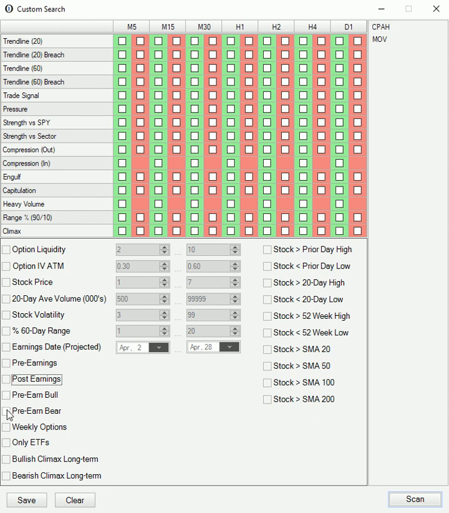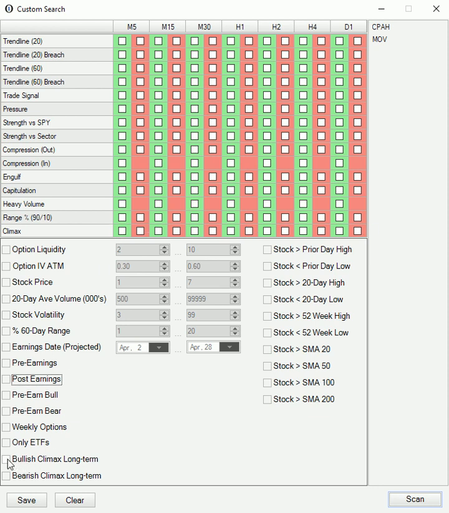Pre-earnings bull I described, pre-earnings bear I described, weekly options I described. They either have weekly options on that stock or they do not. If you only like trading ETFs, you can mark this box, and the only results that will come back will be ETFs.